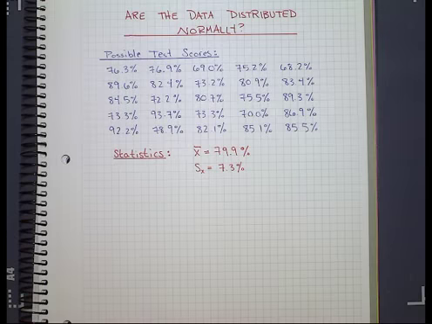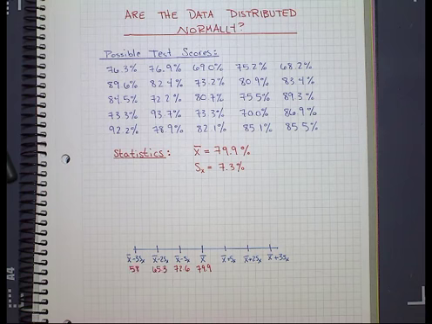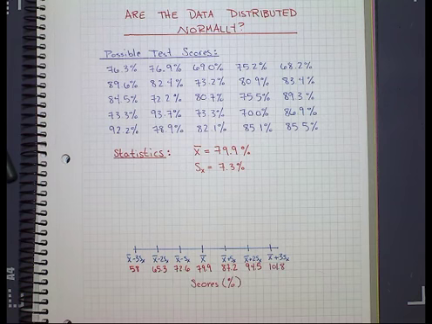The next thing we're going to do is set up the x-axis of our histogram. And again, we're going to center it around x-bar, which is 79.9, subtract the standard deviation, subtract it again, and subtract it a third time. And then we're going to add it again, and add it a third time to find all of our axis markings.